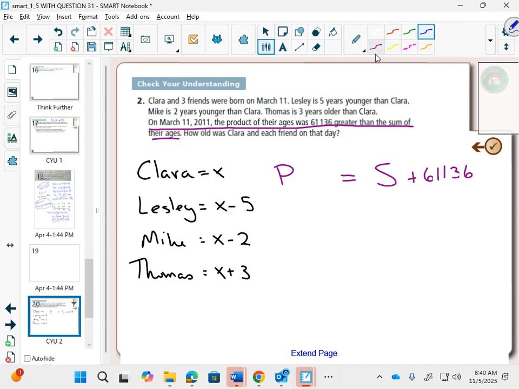What does product mean? Multiplication. So I'm going to multiply all of these together. What does sum mean? Add them up. I'm going to do some mental math here. All those x's together would be 4x. And adding those numbers together, minus 7 plus 3, minus 4.